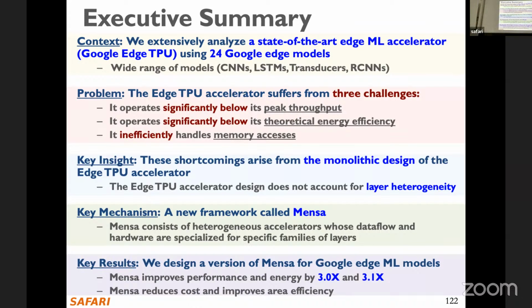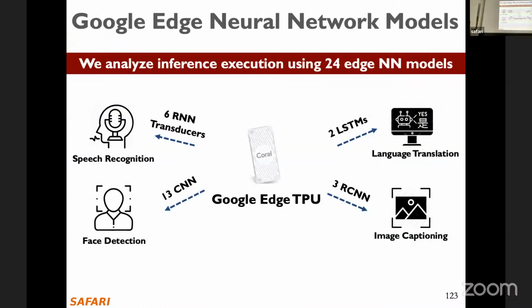To solve this issue, we proposed a mechanism called Mensa, which is a heterogeneous set of accelerators specialized for the different characteristics of the layers inside those neural network models. By implementing these accelerators using near data processing or processing near memory architectures, we can improve energy and performance compared to the baseline Edge TPU accelerator. This is just a representation of what we did. Google has an edge accelerator for neural networks called the Google Edge TPU.